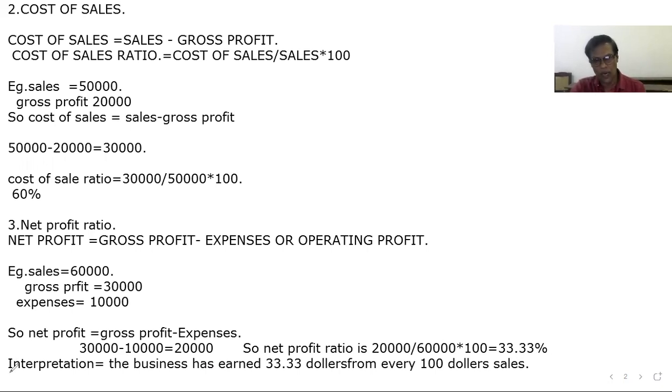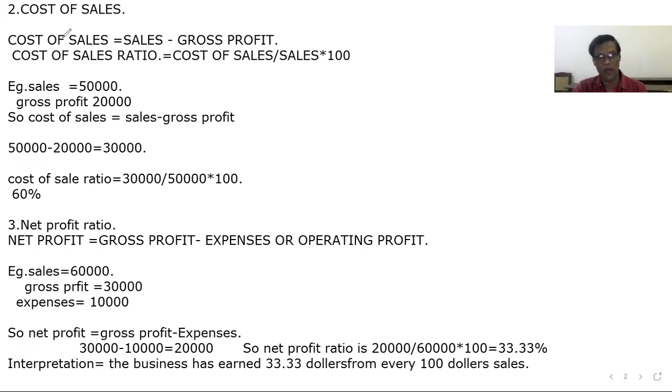So how to tell the examiner? Most of the business owners don't know. The accountant only prepares all these figures. So the accountant must tell the business owner what 33.33 means. Therefore the accountant must tell that the business has earned $33.33 from every $100 sales as net profit. The interpretation is: the business has earned $33.33 from every $100 sales.